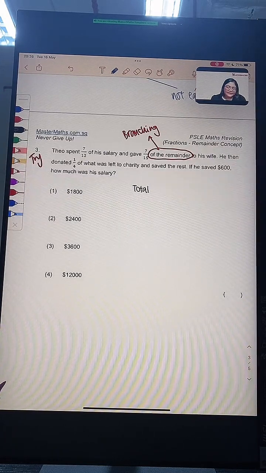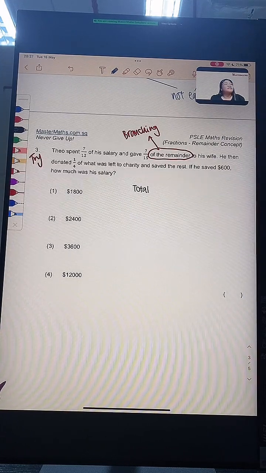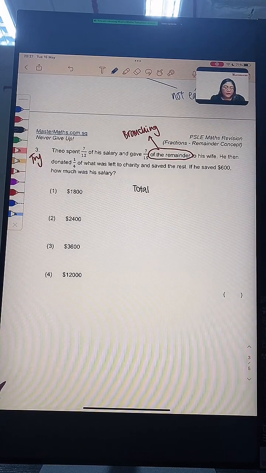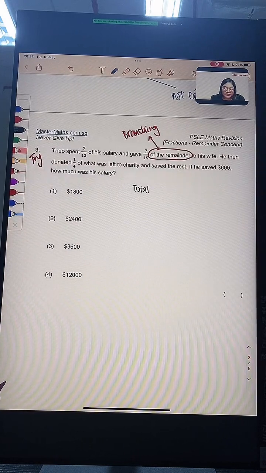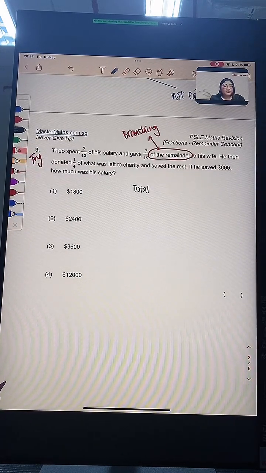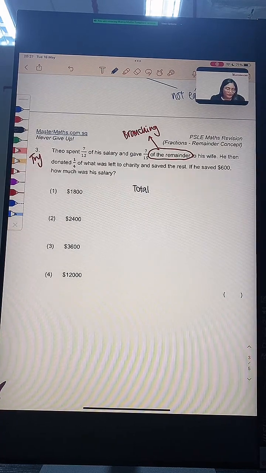Somebody is asking if there's a high chance of this question coming out in exams. This is actually a very common question. Similar questions have appeared in PSLE before, and there are also very similar questions that appear in Primary 5 as well as Primary 6 school examinations. So yes, this is quite common.